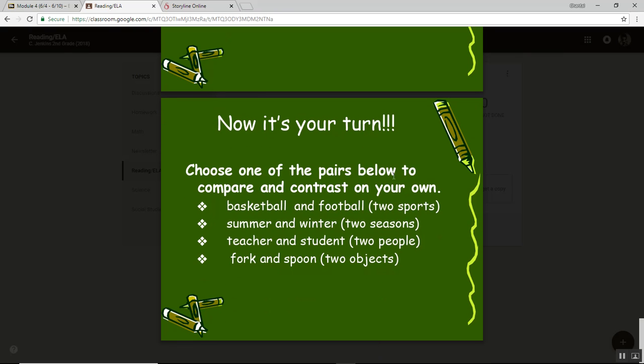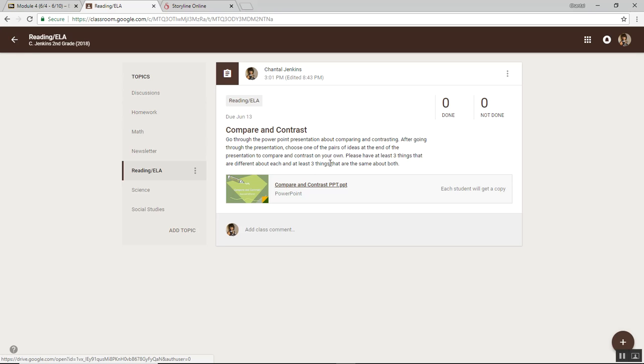There are 4 pairs of ideas for students to compare and contrast, and what they would do is choose one of these pairs and compare and contrast. And if they were to compare basketball and football, they would have to tell me 3 things that are different about basketball, 3 things that are different about football, and then 3 things that are the same about both of them, and that is included in the directions.